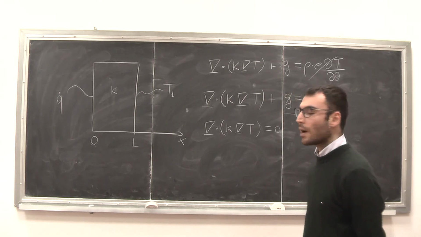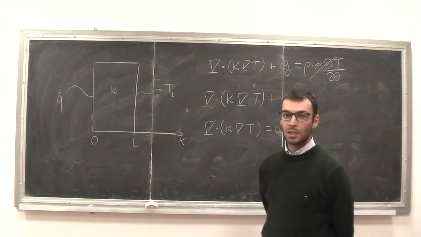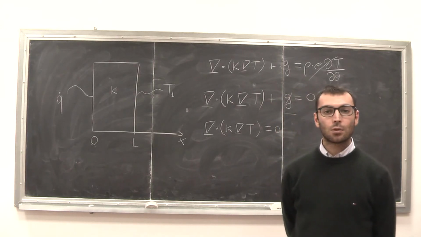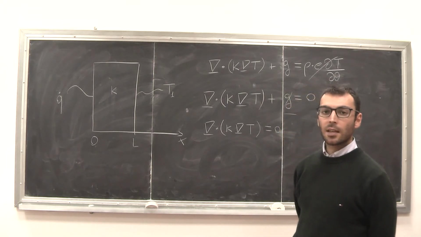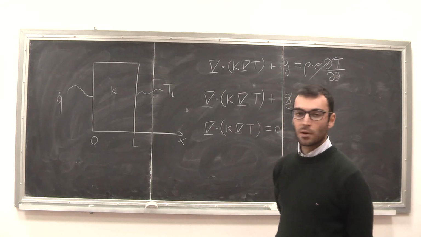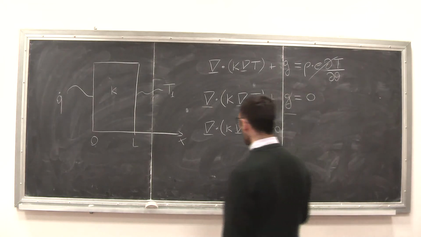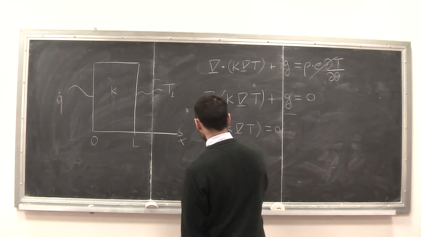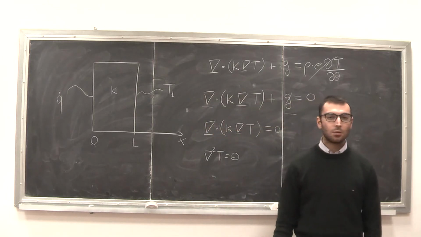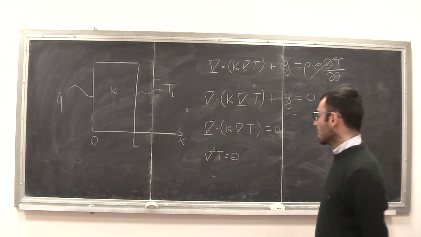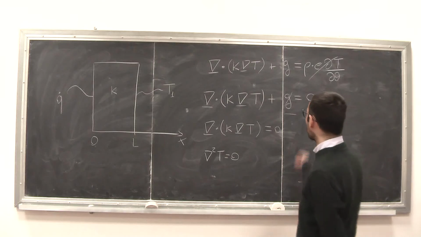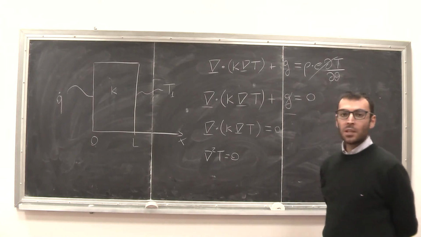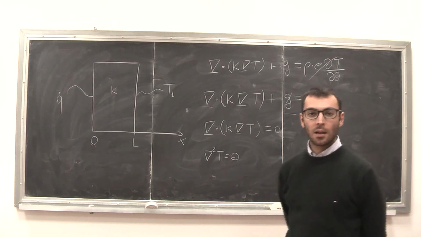So, in order to simplify the equation, we will assume that our material is isotropic and K does not vary with temperature. In this case, K can be taken out from the divergence, and the equation becomes the Laplace equation. Laplacian of temperature equal to 0. So, now the equation has a much simpler form with respect to the initial one. This equation is in vectorial form.